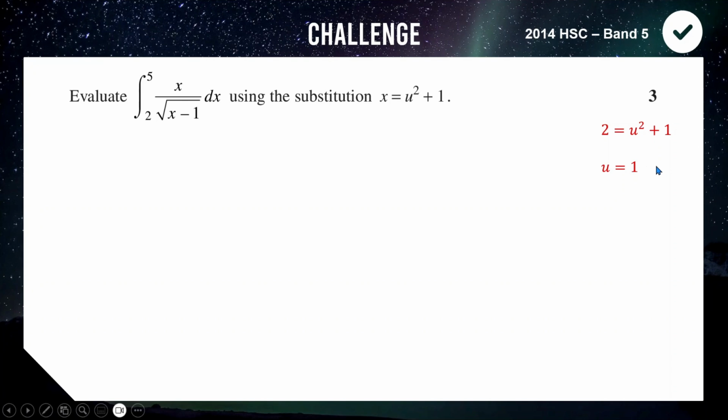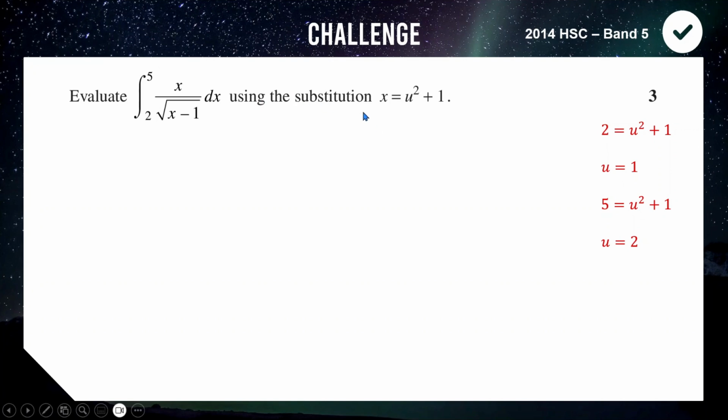Fixing up our second limit, which is 5, we have 5 on the left-hand side, so 5 equals u squared plus 1. Solving this gives us u squared needs to be 4, which solves to u equal to 2. So changing our 2 limits from 2 and 5 to 1 and 2.